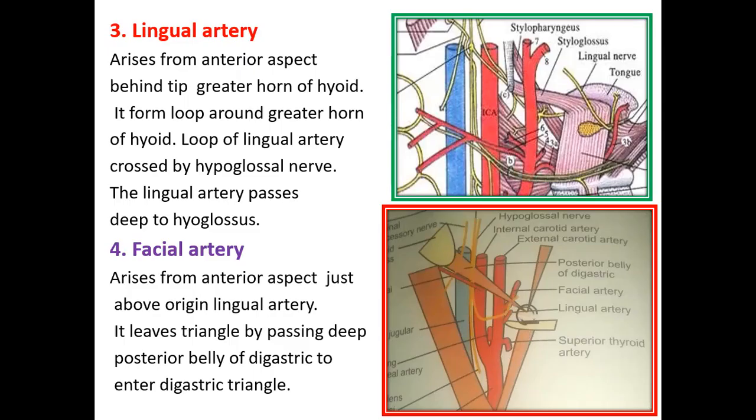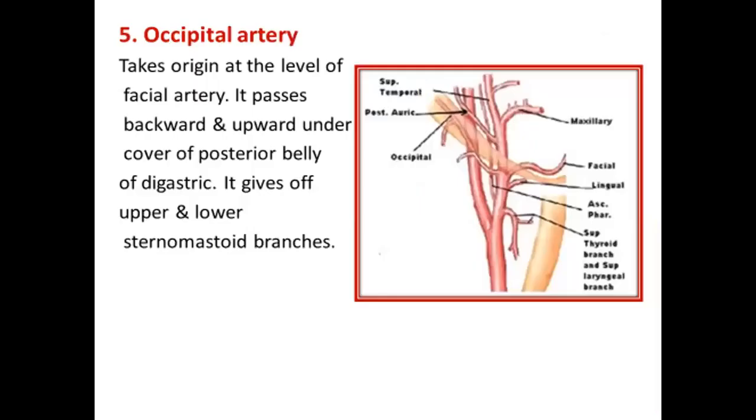The last content of the carotid triangle is the occipital artery. The occipital artery originates at the level of the facial artery, so it lies just opposite to the facial artery, arising from the posterior aspect of the external carotid artery. It passes upward and backward under cover of the posterior belly of the digastric muscle, and it gives upper and lower branches, the lower supplying the sternocleidomastoid. So that's all about the contents of the carotid triangle.